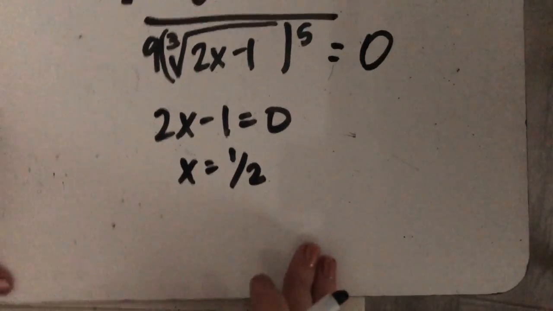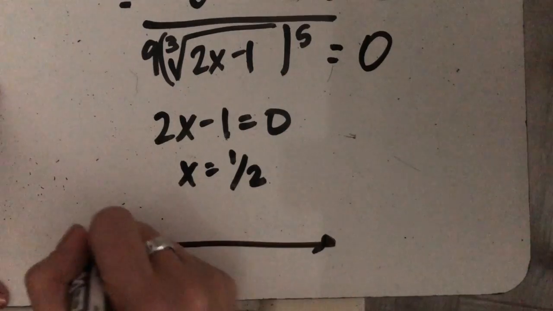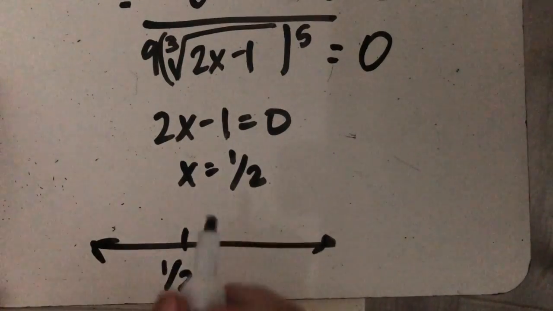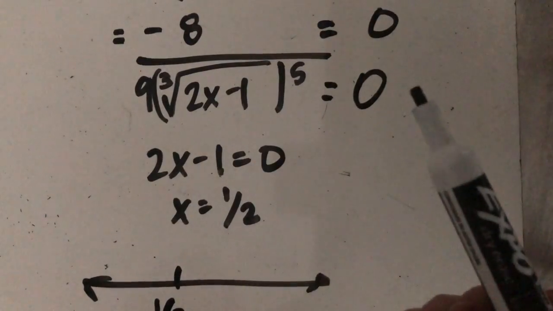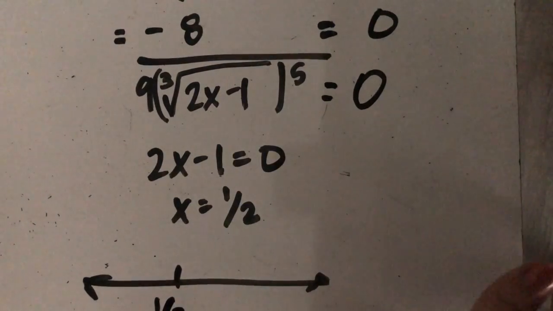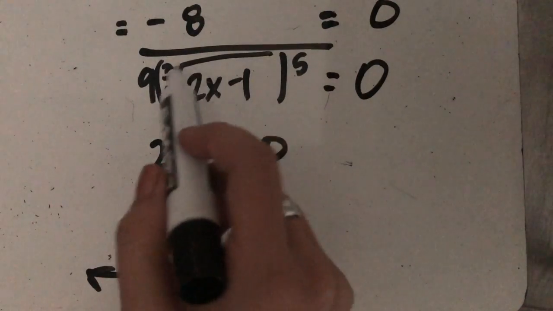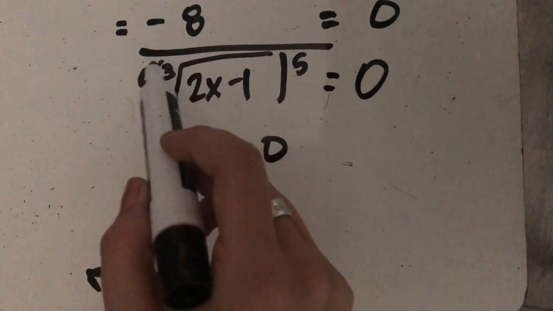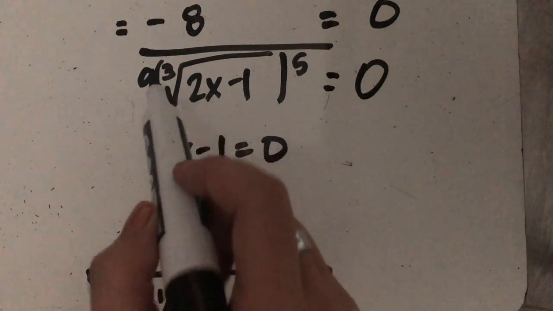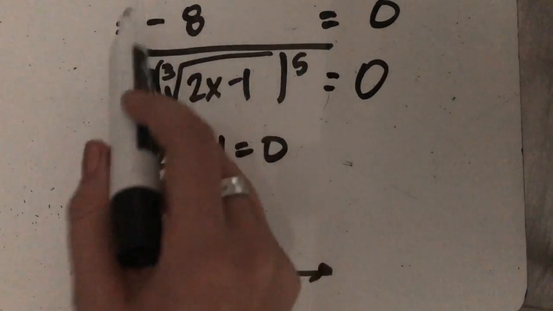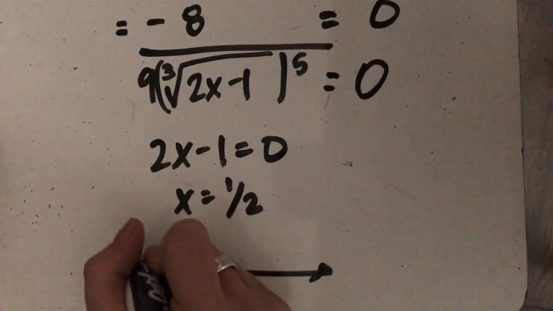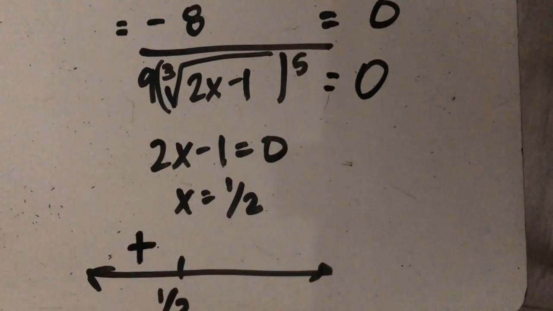So now I can draw my number line here. I've got 1/2. I want to plug my test numbers into my second derivative, because I'm testing for concavity. If I plug in 0, I would get a negative. Cubed root of a negative would stay negative, and then to the 5th power, it's an odd power, so that would also stay negative. But this up here is negative 2, so overall I would get positive. Okay, pause that there and work it out if that went too fast for you.